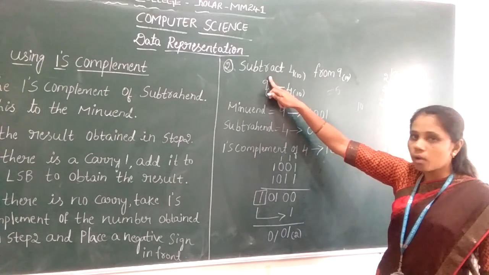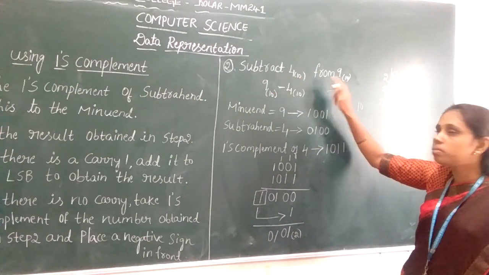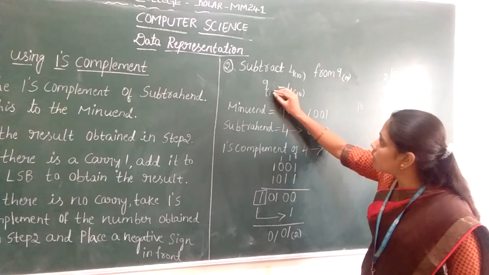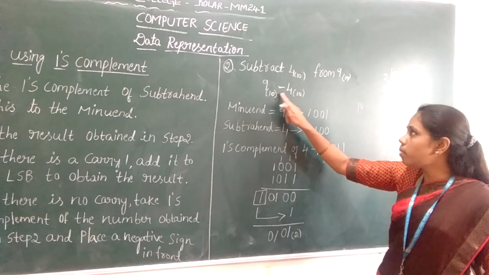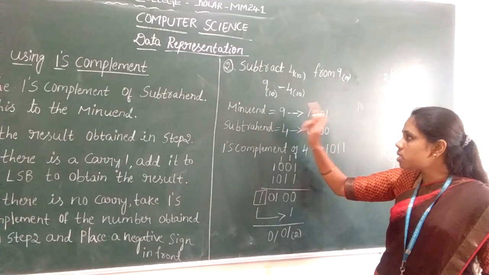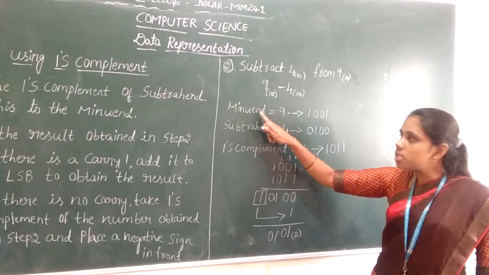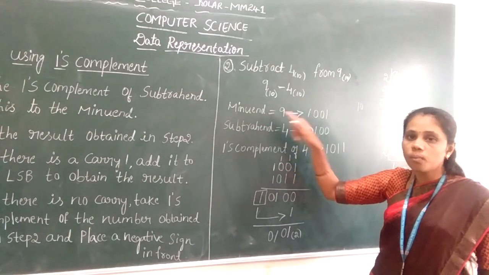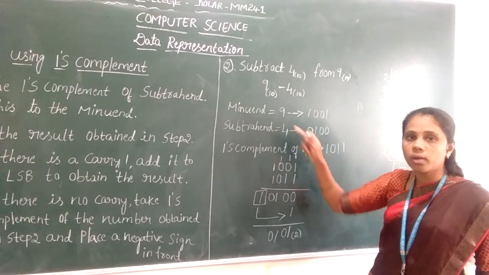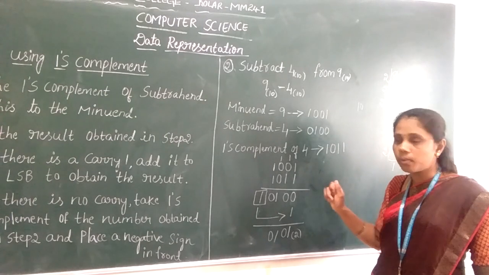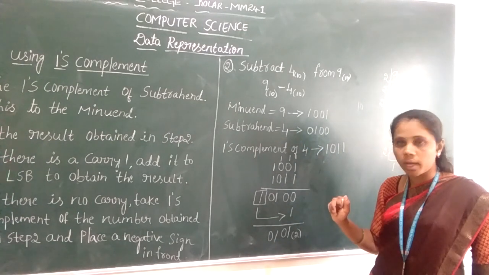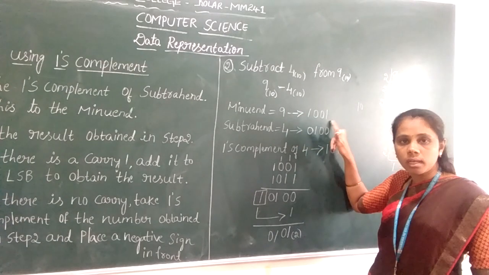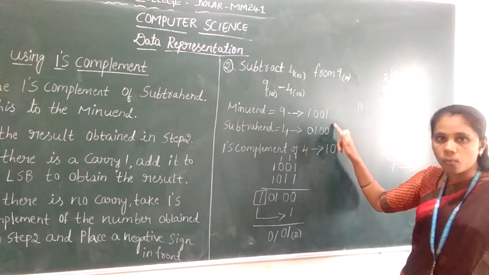So the problem is subtract 4 from 9. 9 minus 4. First write down which is the minuend and which is the subtrahend. Minuend is the number from which we are subtracting; that number we call the minuend. So here minuend is 9. Find out its binary value, that is 1001.